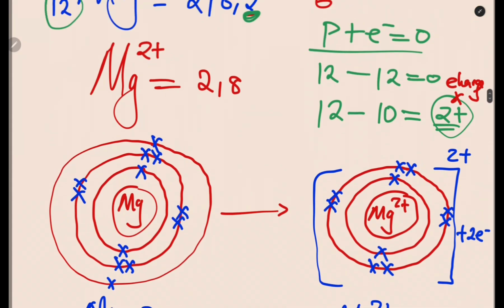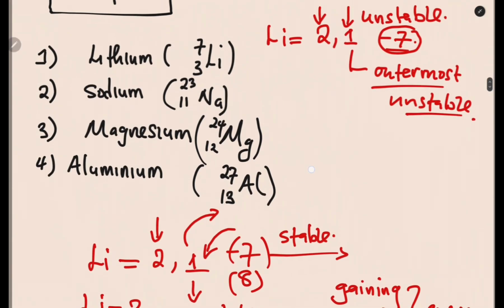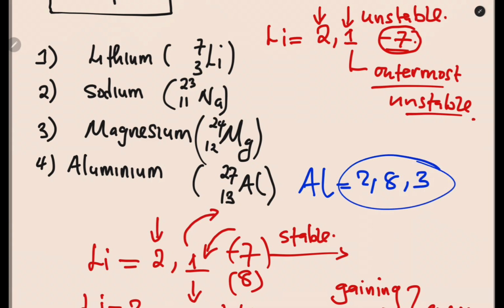So can you do it for aluminium? Okay, so aluminium, it is this one. The configuration of aluminium is 2, 8, then 3. So do it for aluminium and see if it works.